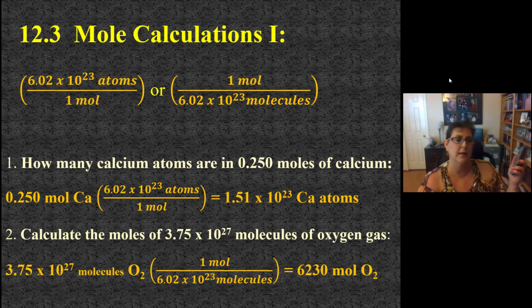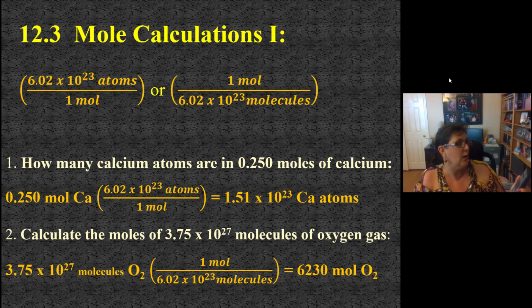Let's punch that into our calculator. 3.75, exponent button, don't hit times, don't do times 10, it's exponent button. 27 times 1 divided by 6.02, exponent button, 23, equals. 6,229.23588 is the answer, but how many sig figs do we have? Well, we started with 3, and 6.02 is 3, so 3.